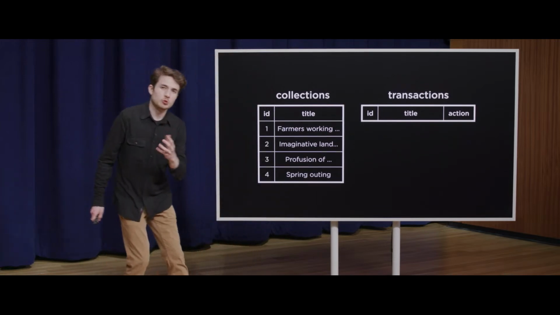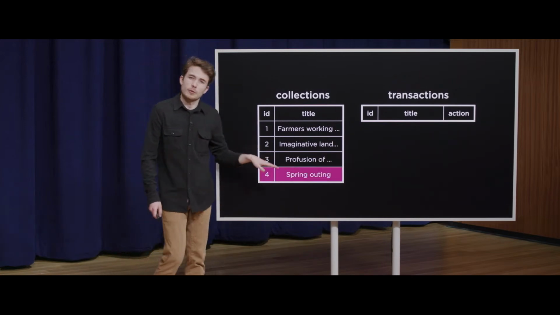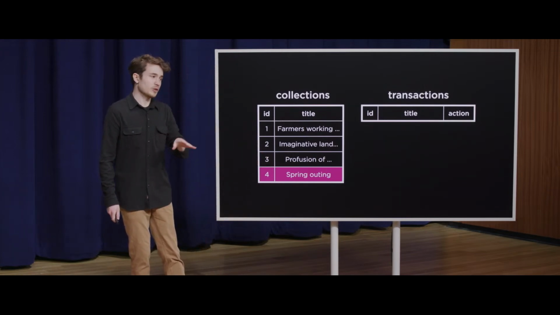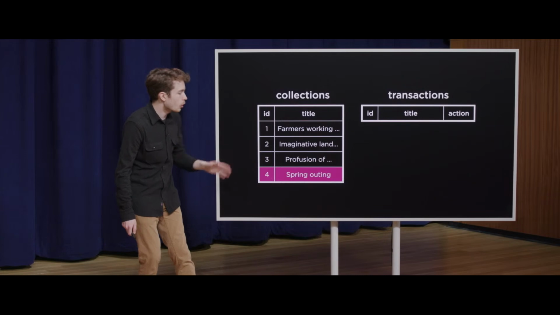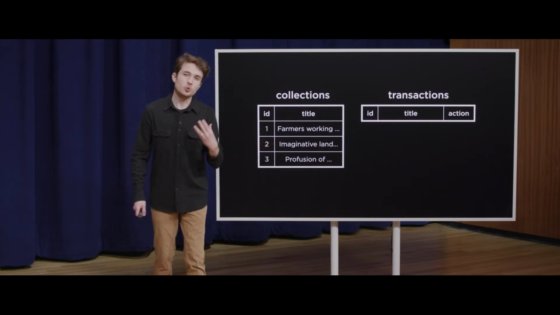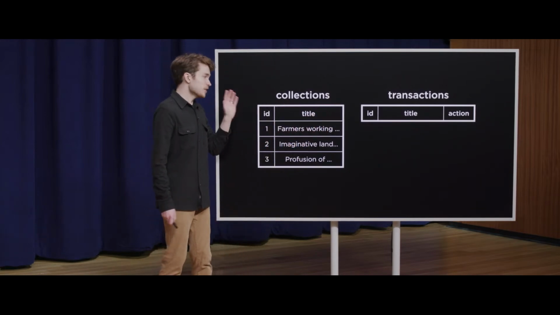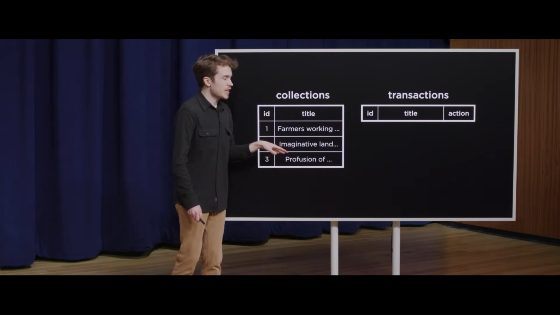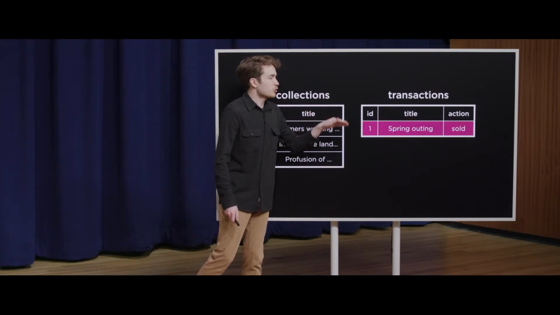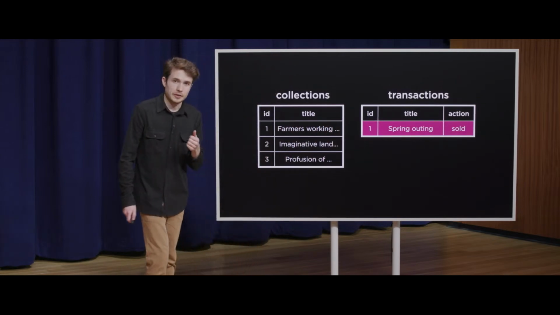Let's see it visually first, though. I'll say, let's try to delete spring outing from our collections table. Well, if I do that, I could pretty easily do it with delete from, right? Now it's no longer part of my database. But if I have created a trigger to run an insert whenever I have listened to a delete on my collections table, I could then see that same title in my transactions table as sold, all automatically.